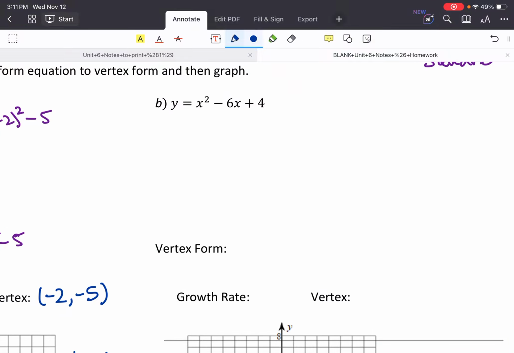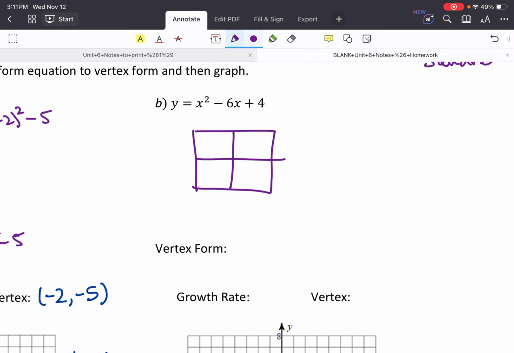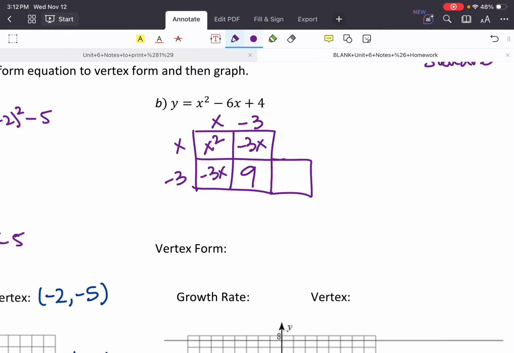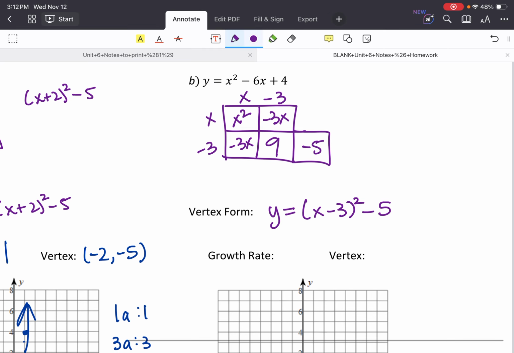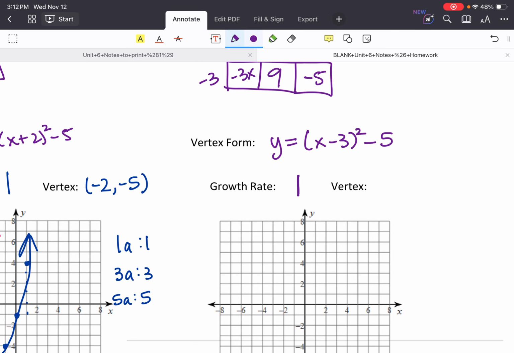Now we're going to come over and do another example of that. So we want to complete the square to get it to vertex form. Half of -6x is -3x. No, not plus 3. X minus 3, x minus 3. -3 times -3 is +9. Oh, it's going to be -5 again to get us all the way to -4. So my vertex form will be y equals x minus 3 squared, because there's 2 of them, -5. The growth rate is 1.